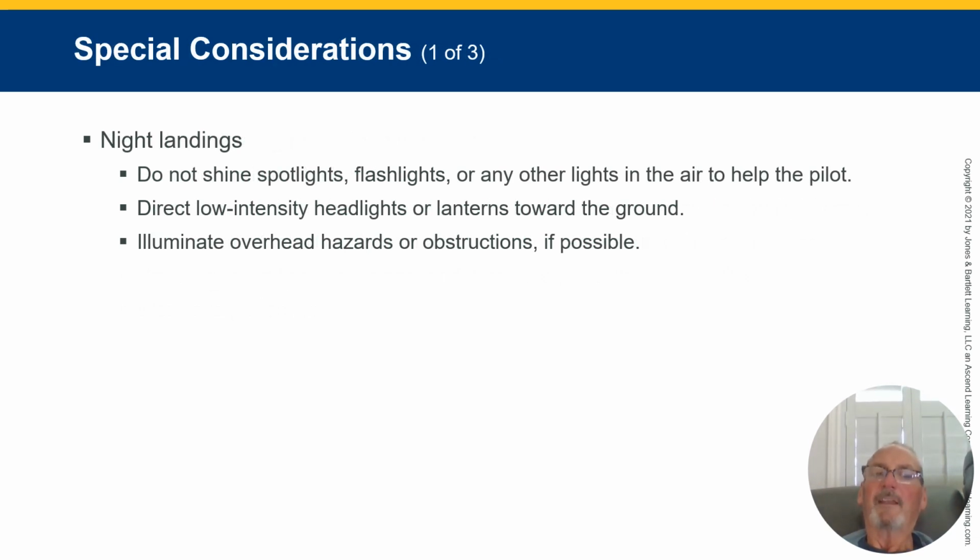Night landings, don't shine any spotlights or flashlights towards the aircraft, because when that light hits that windshield, it spiders. It sends the light out all over and it blinds your pilot. Direct any light to the ground, not towards the aircraft. We can point lights towards any overhead obstacles like power lines and all that. We can light those up, but don't point them directly at the aircraft.